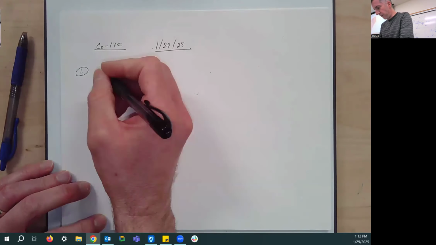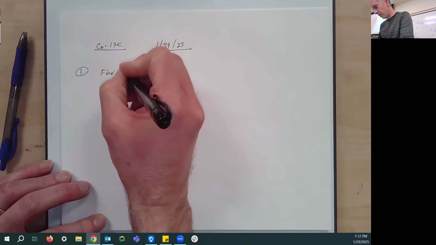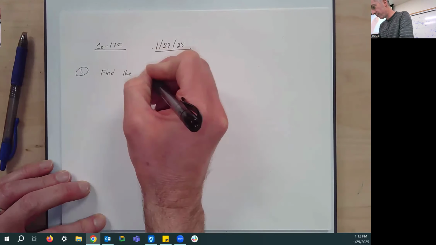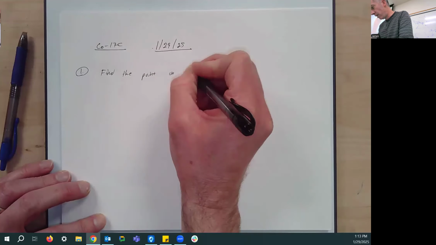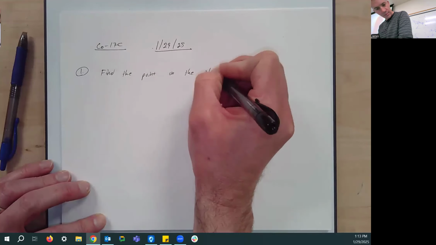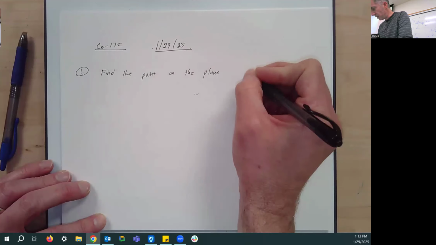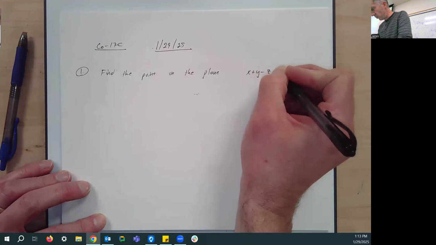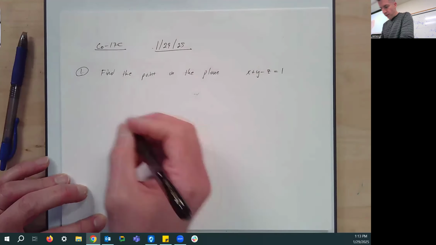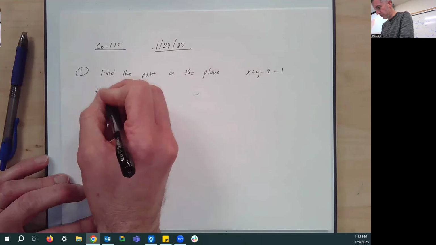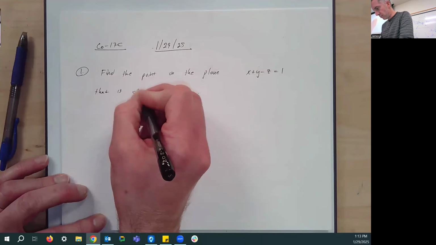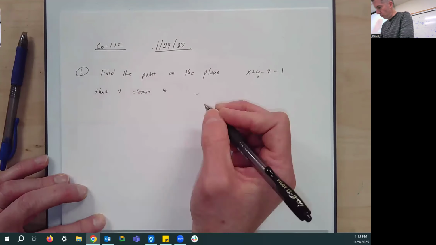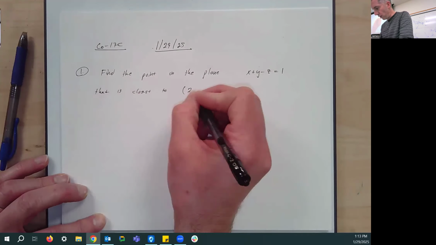We want to find the point on the plane x plus y minus z equal to 1 that is closest to the point (2, 1, -1).